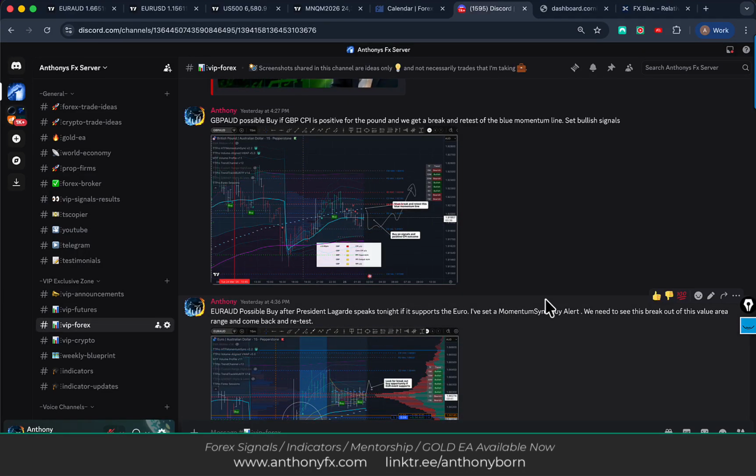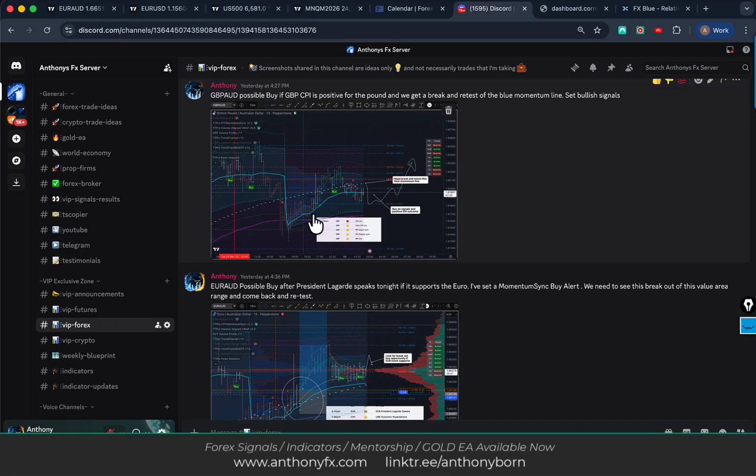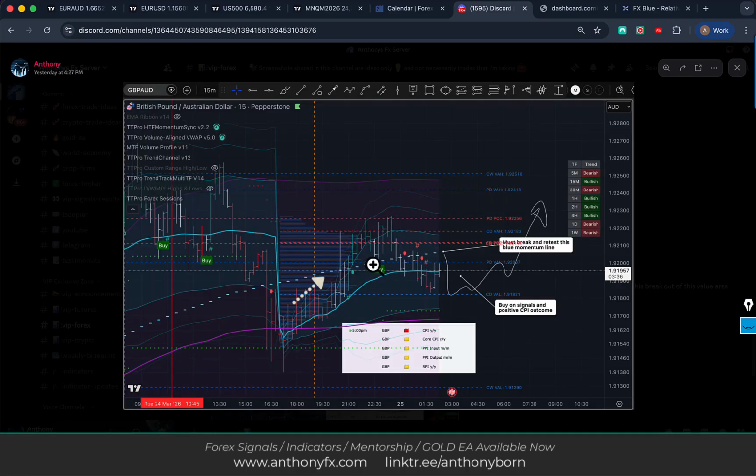We had these two yesterday, Pound Oz and Euro Aussie. Buy if pound CPI is positive for the pound, right? Set bullish signals. Same thing with the Euro Aussie. See the blue dotted line? That's the signal we're looking for. And the momentum sync. The blue dotted line is our volume aligned VWAP up here.